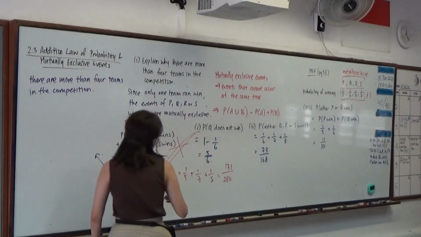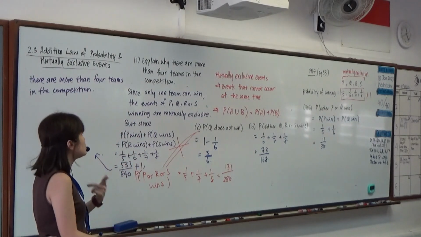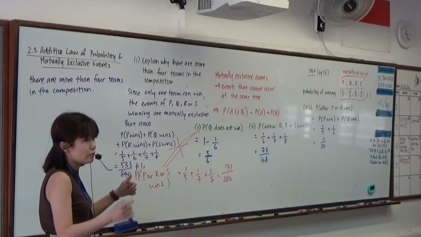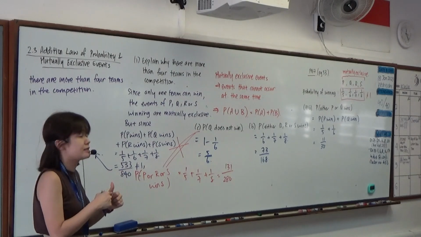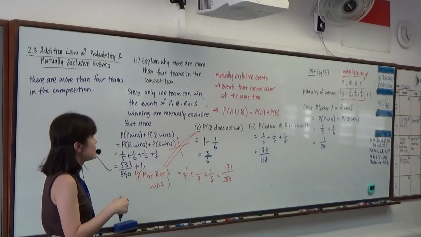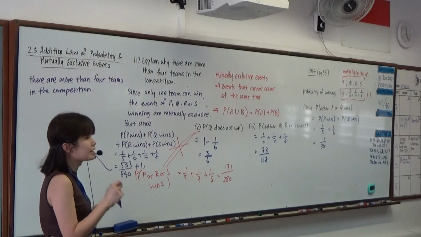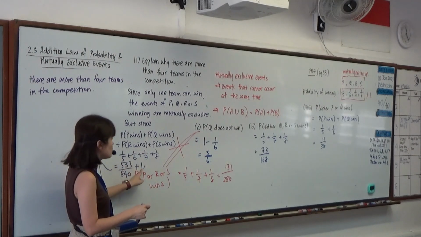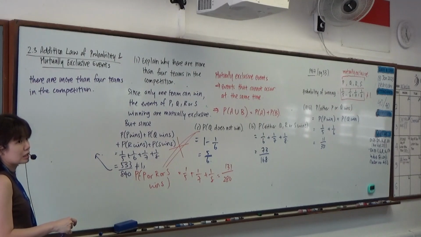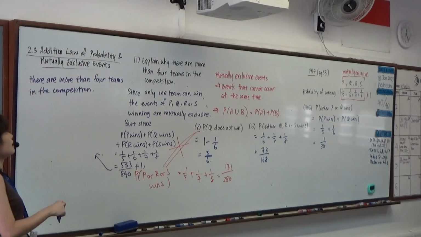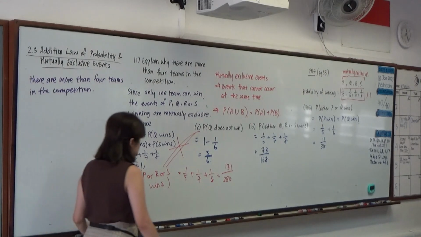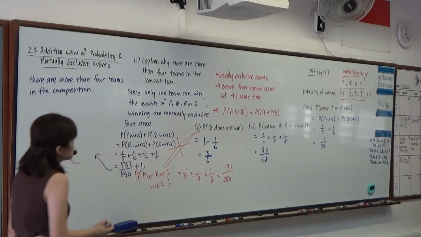That understanding, that realization that in this context, the events are actually mutually exclusive. We need to have that understanding first, so we must state that out. Then, since they are mutually exclusive, we expect that the sum of the probabilities to be equal to 1. But in this particular case, it is not equal to 1. Therefore, we say that there are more than 4 teams in the competition.